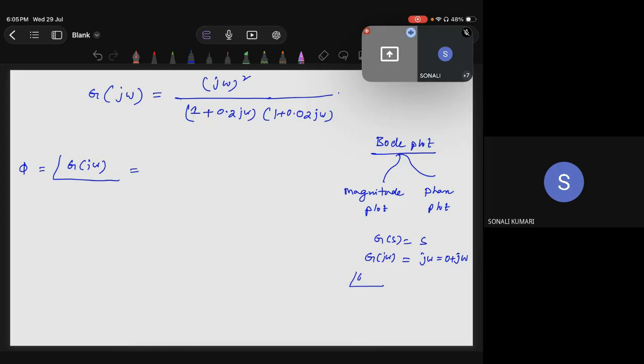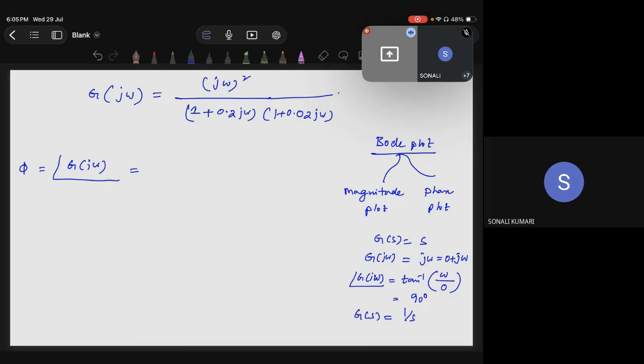What is the angle? For a complex number a plus jb, what is the angle? Tan inverse b by a. What is b here? Omega. What is a? 0. What is the angle? Tan inverse infinity. What is the angle? 90 degrees. Yes.